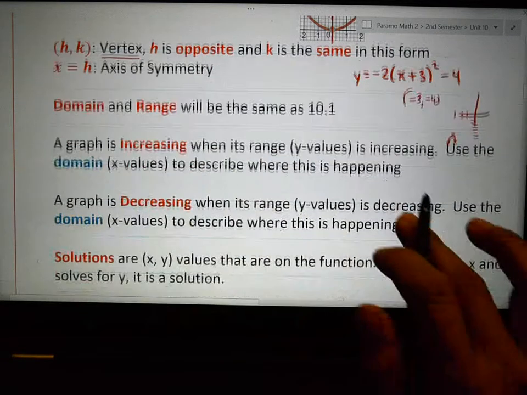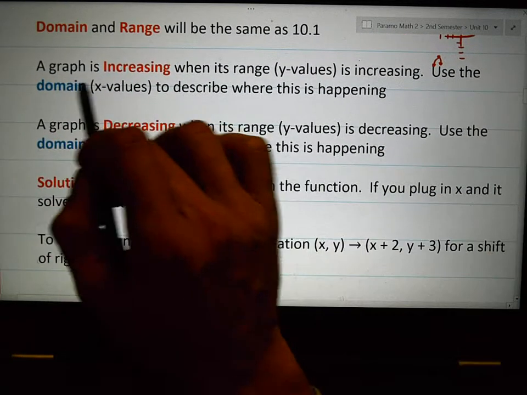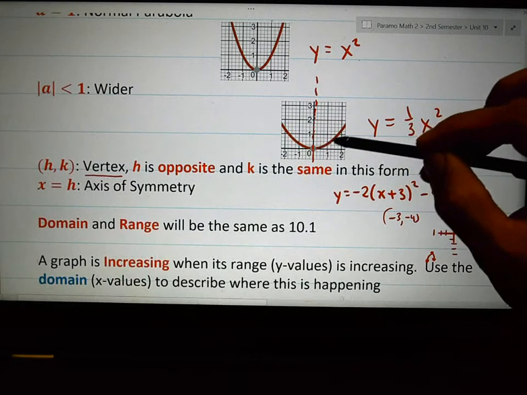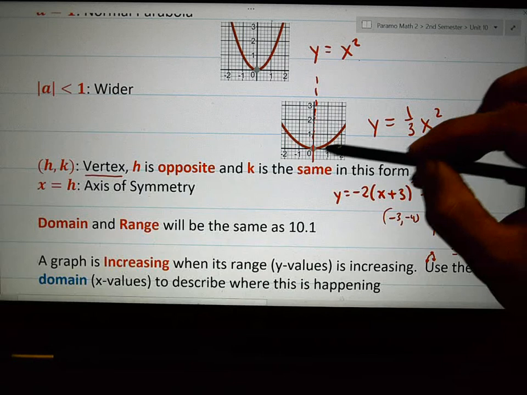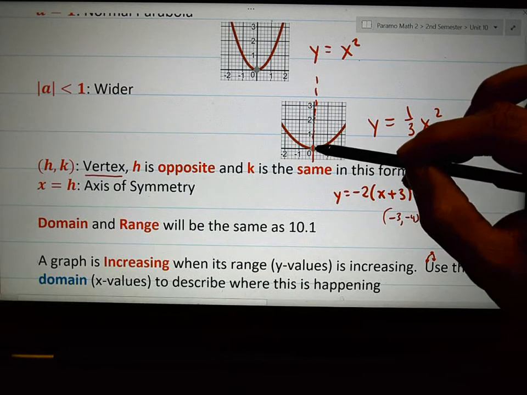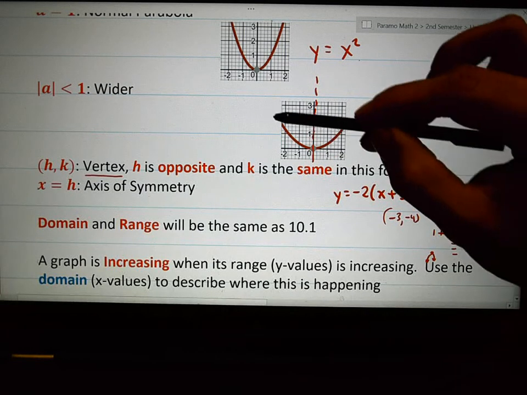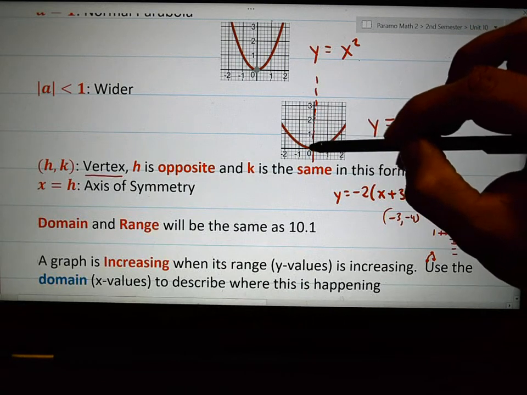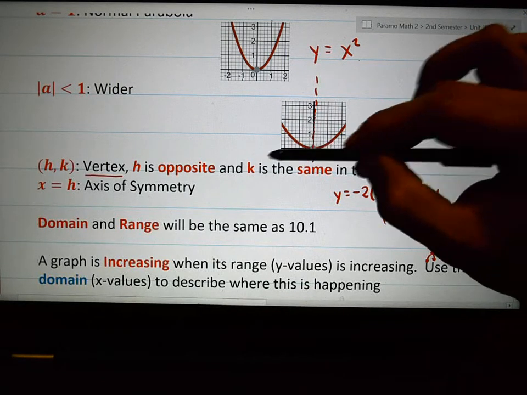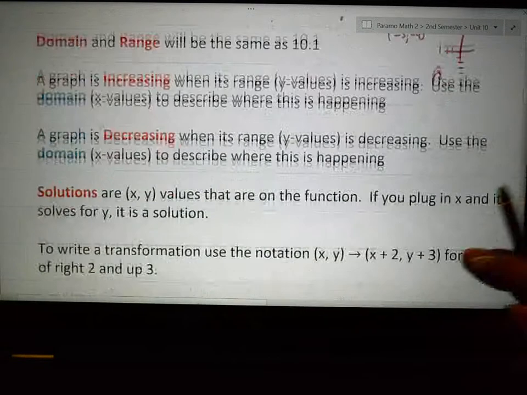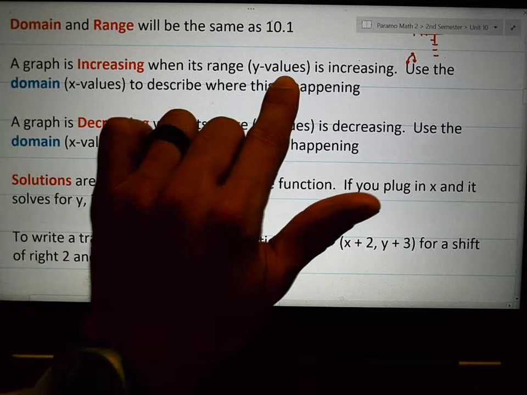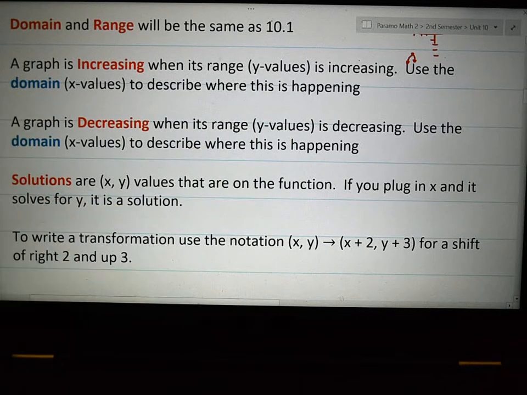Domain and range are the same. A graph is increasing when its y values are increasing. This is increasing here. I would describe it as increasing when x is greater than 0. It's decreasing because it's getting smaller here. I would say it's decreasing when x is less than 0. So that's what this is describing. Even though you're looking at the y values, you describe it by using the x values, and the same thing with decreasing and increasing.